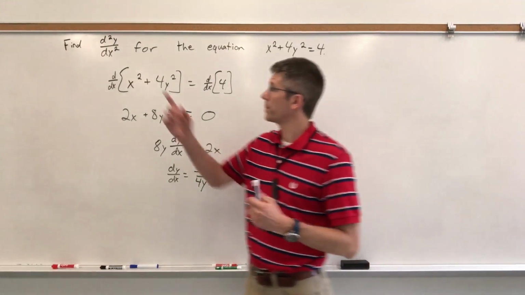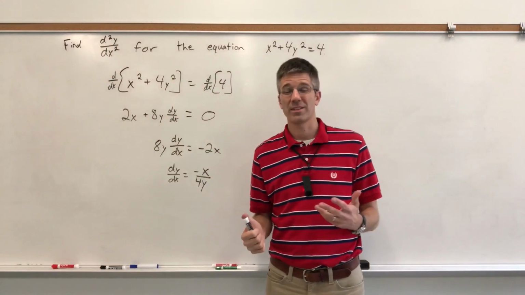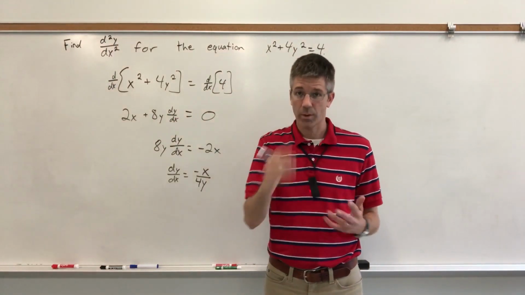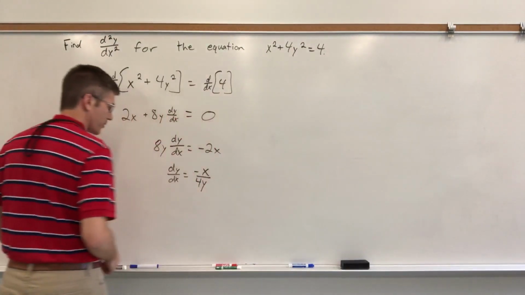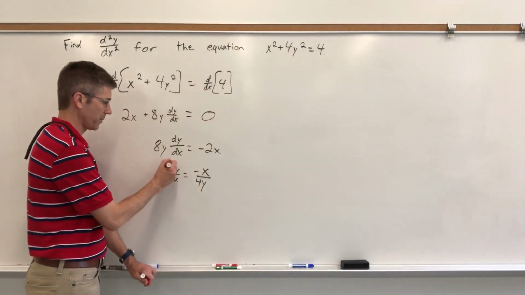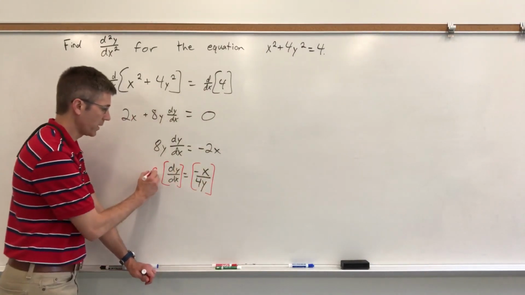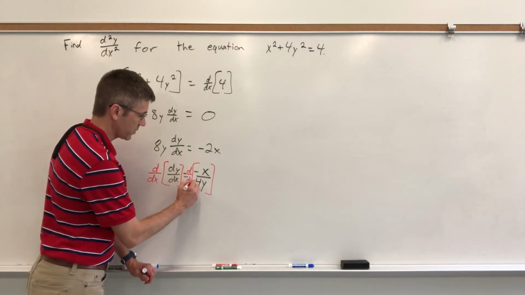Well, how do you know? Well, based on the fact that they use d squared y and dx squared. And the obvious question is, why is it not dy squared over dx squared? It's not, and here's why. So let's take the derivative of both sides with respect to x. So d over dx, d over dx.